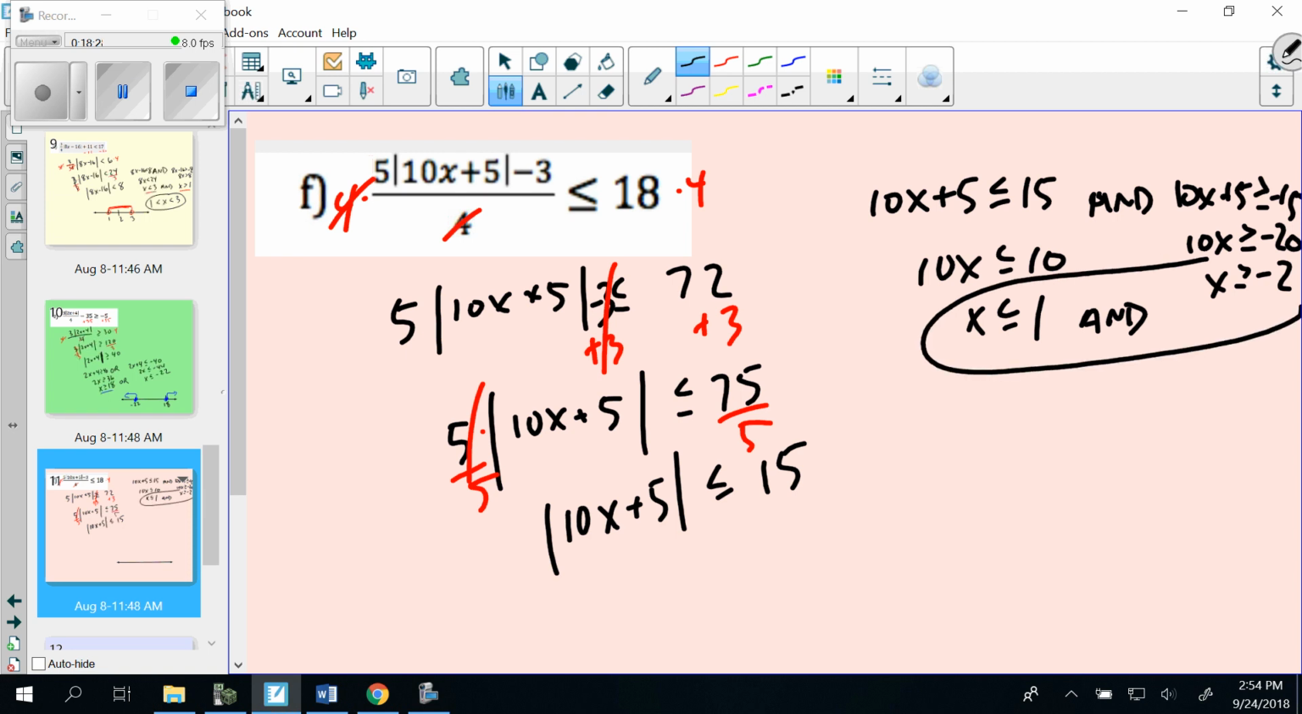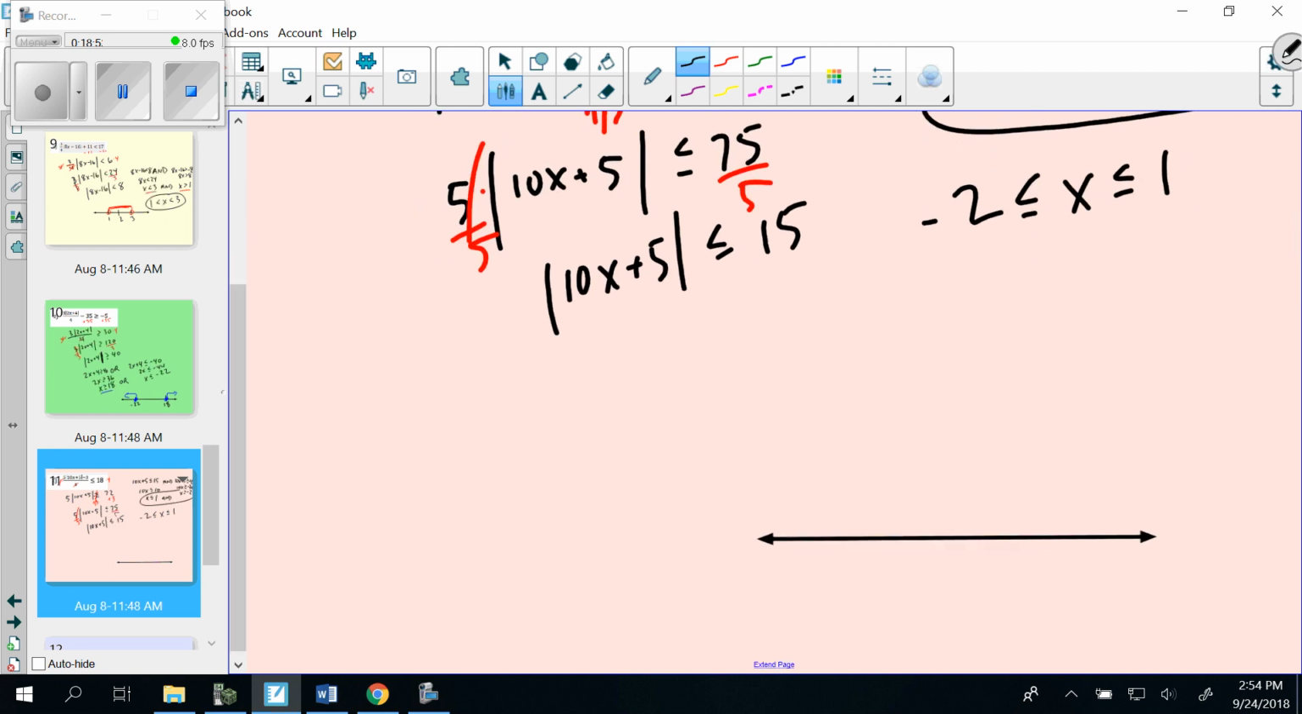That's what we want to graph here. If you write this one out as a compound inequality, we're going to get that x should be less than or equal to 1 and greater than or equal to negative 2. Now graphing it would look something like this: closed in, less than this one, greater than this one, everything in between.